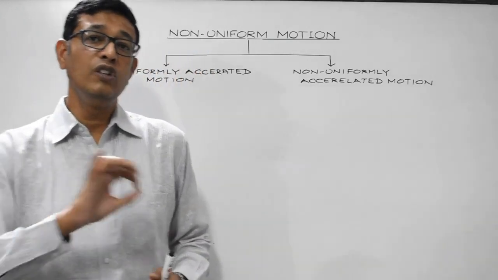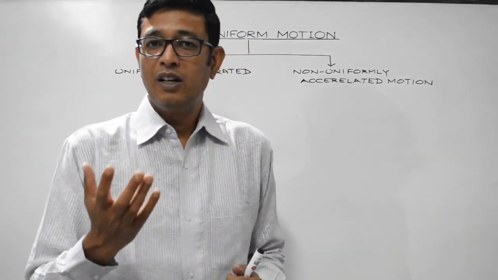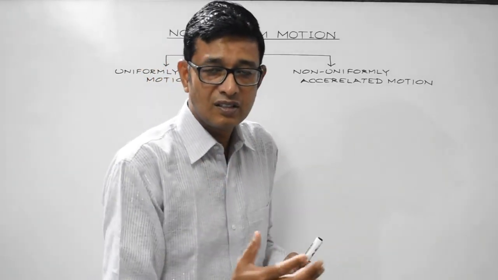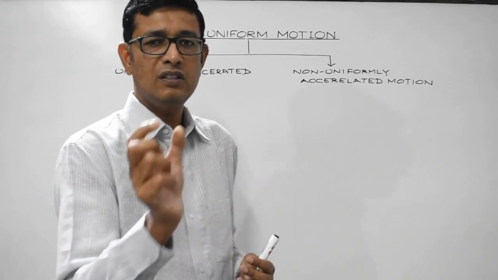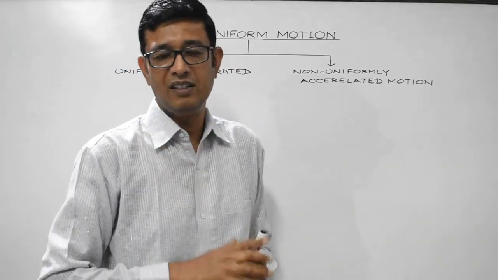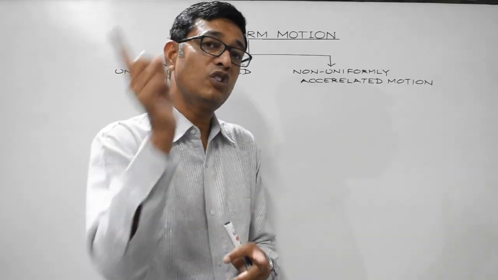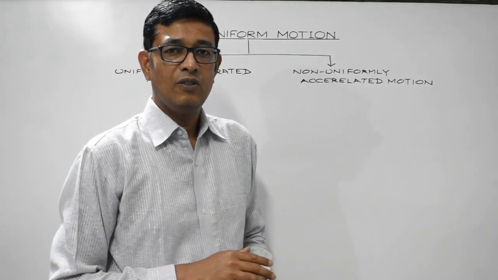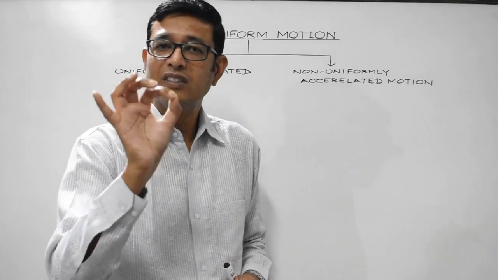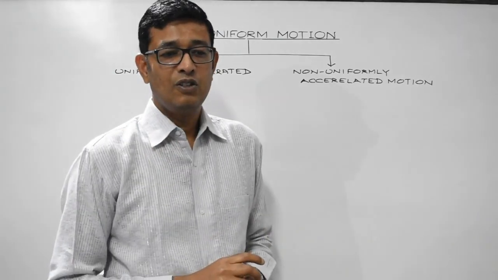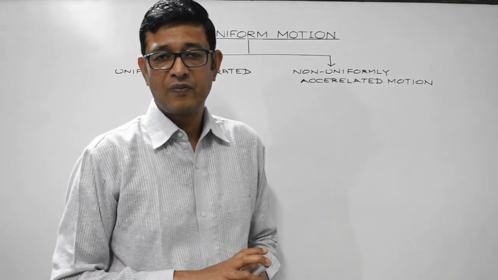Now students, uniform motion means a body covering equal distances or equal displacements in equal intervals of time, howsoever small the time interval may be. That was the case of uniform motion. When the velocity remains constant, only then can the body possess uniform motion. So what about non-uniform motion?